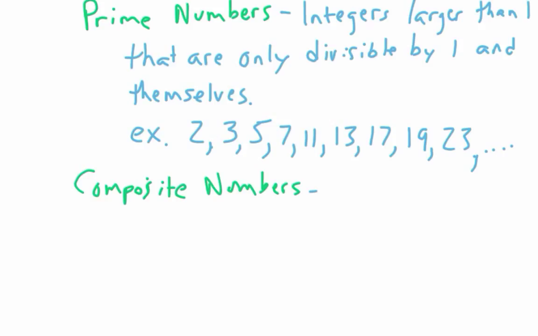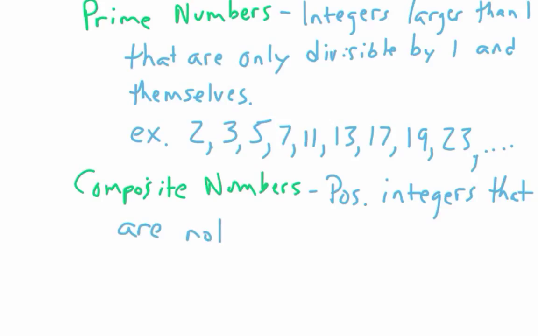Our book just says they're positive integers that are not prime. I don't know if you remember, but integers are numbers with no decimals. So positive integers that are not prime. 6 is a composite number because it's not prime. 6 could be divided by 1 and 6, but also 2 and 3.